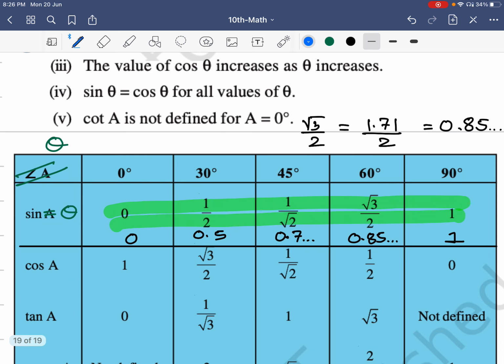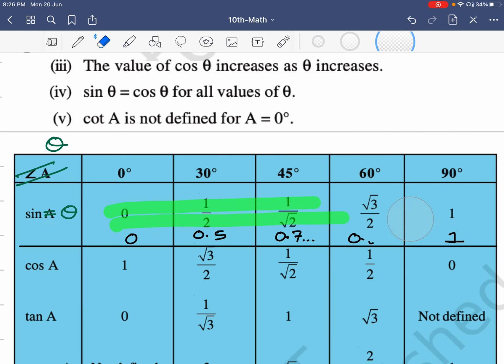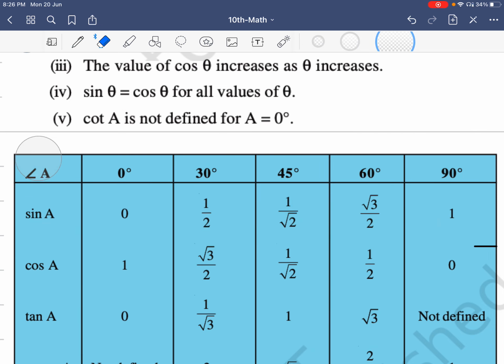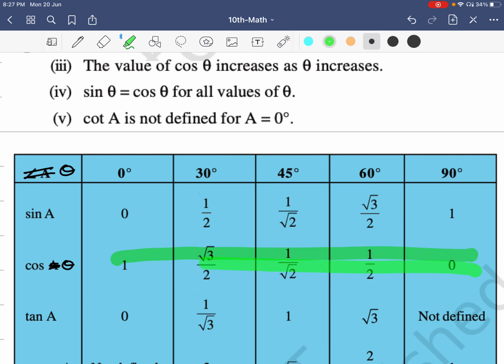Now let's go to statement number 3, and first let's clear this. Statement number 3 reads, the value of cos theta increases as theta increases. So kind of similar to the previous statement. Let's make this as theta and this also as theta. Now let's focus on these values here. These are the cos theta values. So now they are saying that the value of cos theta increases as theta increases.